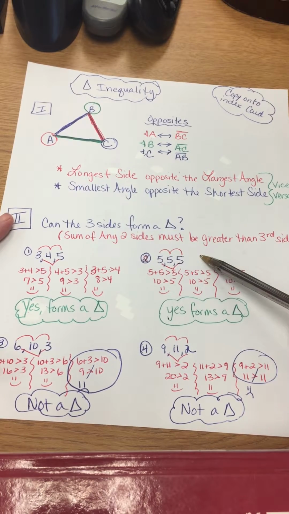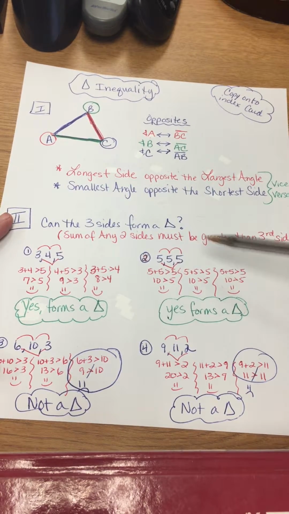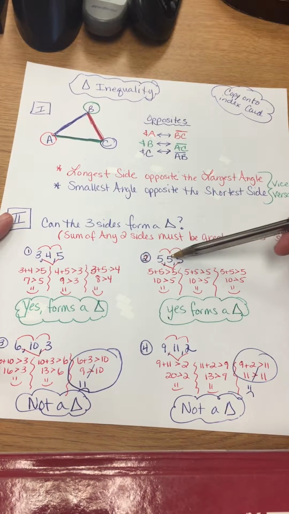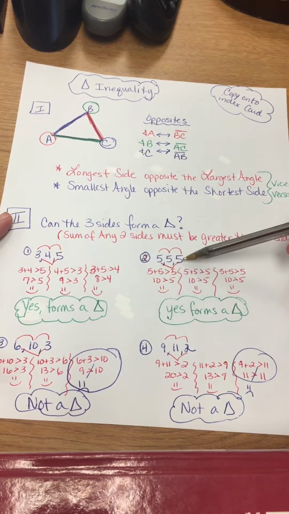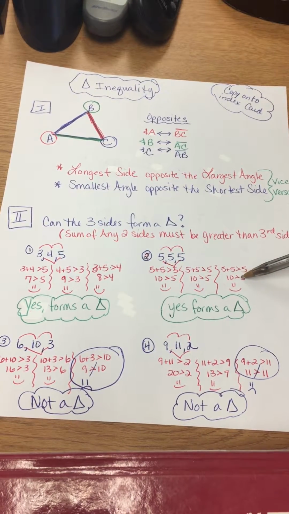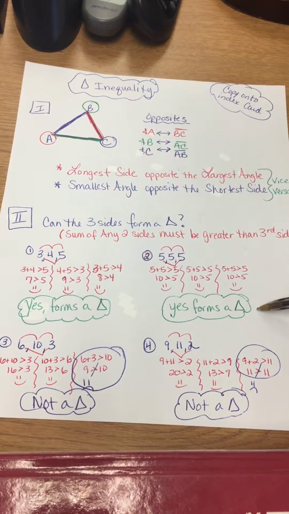Go to the next one. What if my three sides are equal? Is it going to form a triangle? It is, because any two sides added together, if I add the first two sides, 5 and 5, I get 10. It's going to be bigger than the third side, that's 5. And I do it again and again. It's going to work for all three cases. So yes, it does form a triangle.